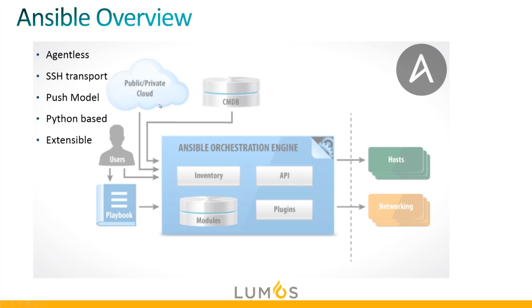So you can see kind of from a high level, we have a change management database, public or private cloud. Users can create Ansible playbooks, which would be comparable to, for instance, Chef cookbooks or Puppet configuration files, DSL files. And these playbooks then run through the Ansible orchestration engine, which maintains inventory, various module components, various plugins, and API interactions. And then these push these out via SSH to hosts and to network devices.